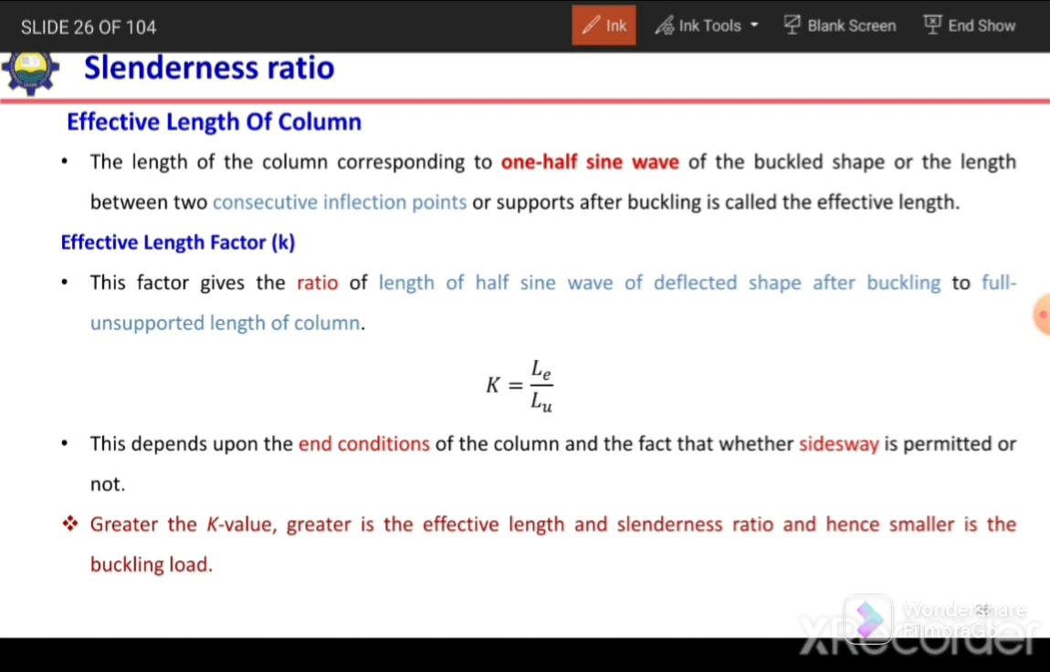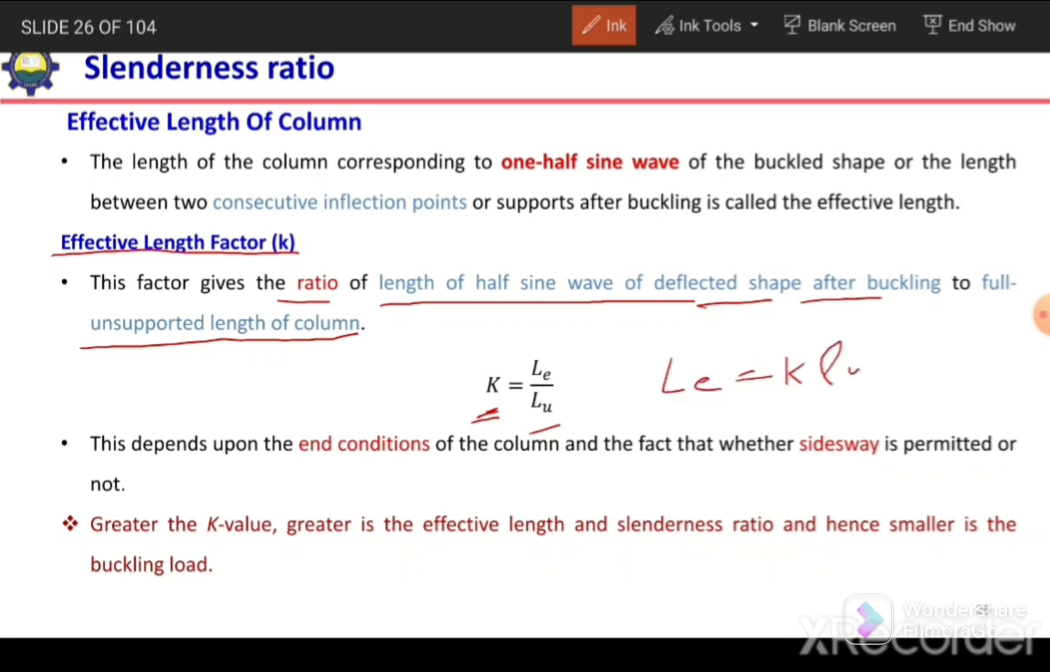So the next factor is the effective length factor. To calculate the effective length from the unsupported length, we multiply it by the effective length factor. So actually this effective length factor is the ratio of the length of 1 half sine wave of the deflected shape after buckling to the full unsupported length of the column. So this effective length factor K is equal to LE over LU, effective length divided by unsupported length. Or we can write that LE is equal to K times LU. This effective length is equal to the effective length factor multiplied by the unsupported length.